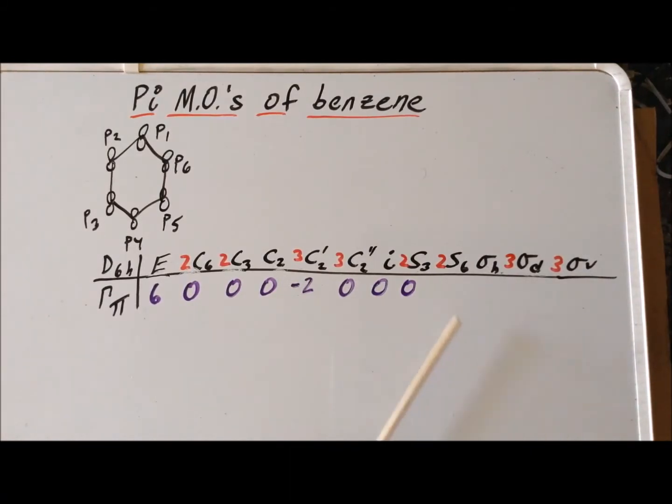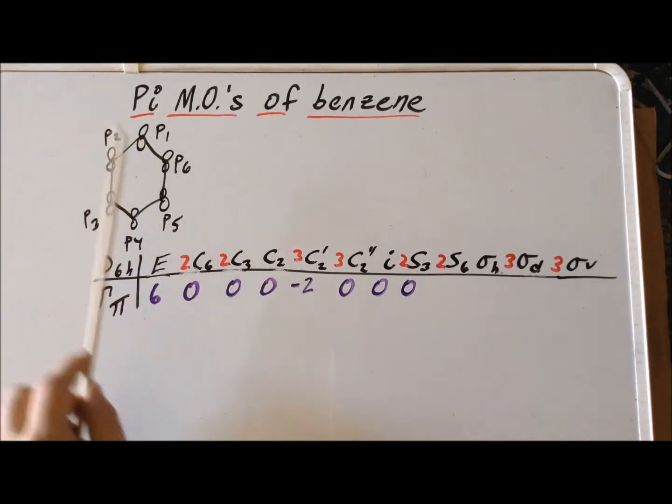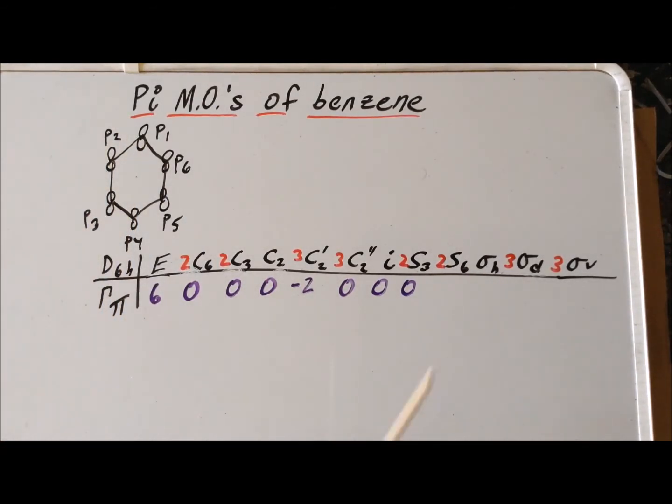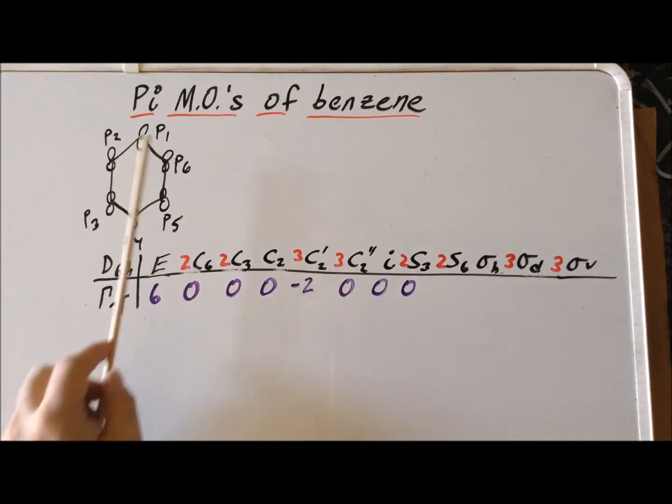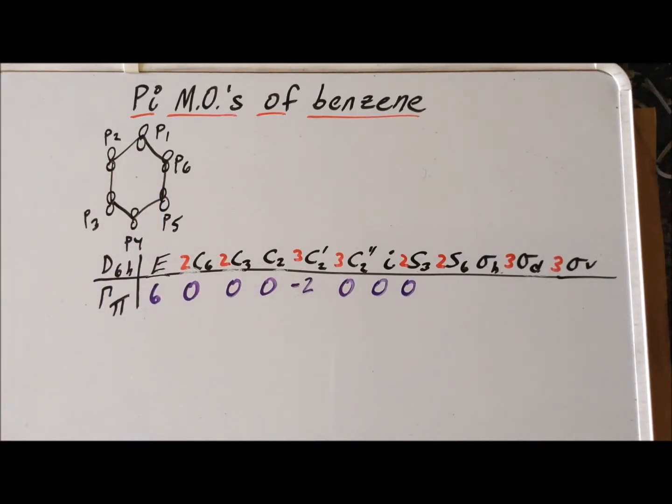Similarly for our improper rotation S6. S6 is simply a C6 followed by a reflection in the plane of the whiteboard. As soon as we do the C6 part, that takes p1 to p2, p2 to p3, and so on. Each of the orbitals has moved, so the number of orbitals that hasn't moved is a 0.